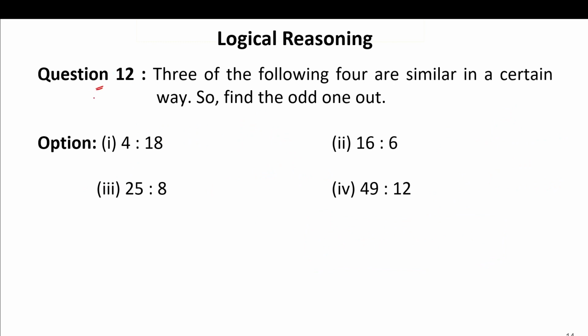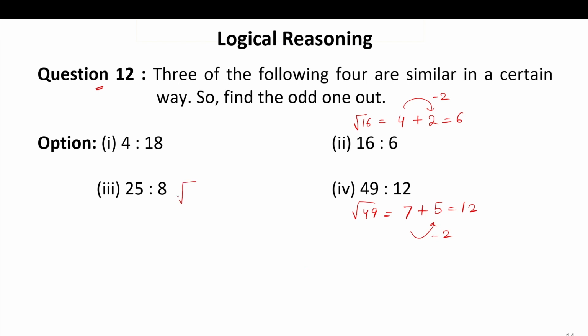Now let us look at question number 12. Again, 4 options and we have to identify which one is different. If I look over here, I can see 4, 18, 25, 8, similarly 16 and 6 and 49 and 12. Over here, 16 and 6, under root of 16 is 4, and if I add 2 to it, I am getting 6. Similarly, under root of 49 is 7, and if I add 5 to it, I am getting 12. So this one is minus 2 and this is also minus 2 from here.